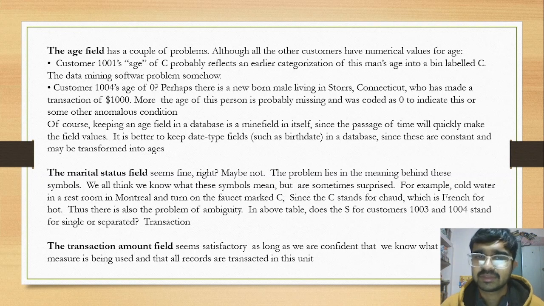The age of this person is probably missing and was coded as 0 to indicate this or some other anomalous condition. Of course, keeping an age field in a database is a minefield in itself, since the passage of time will quickly make the field's values obsolete. It is better to keep date-type fields such as birth date in a database, since they are constant and may be transformed into ages.